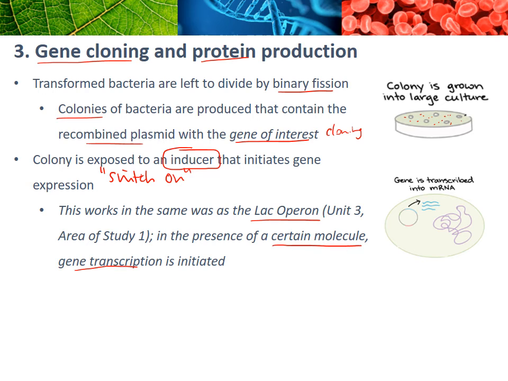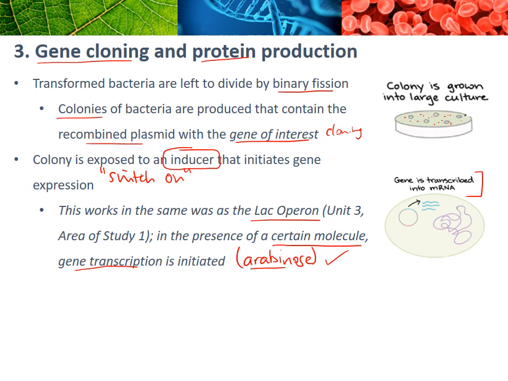A common inducer molecule that is used in this is called arabinose. I'm writing this in here because if you are given an example of an experiment, you might come across this. It's similar to how lactose turns on the lac operon. Arabinose is an inducer that turns on the arabinose operon. When this molecule is introduced, the gene will be transcribed into mRNA.